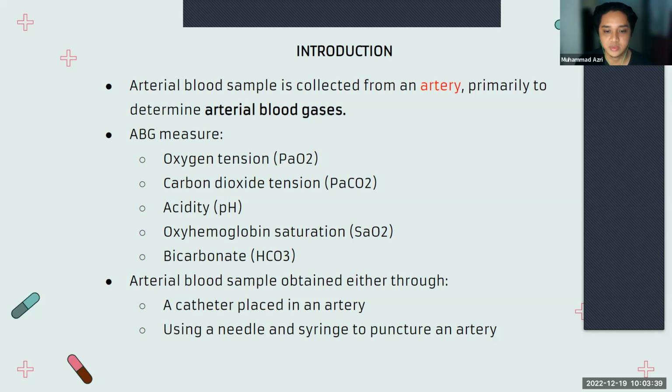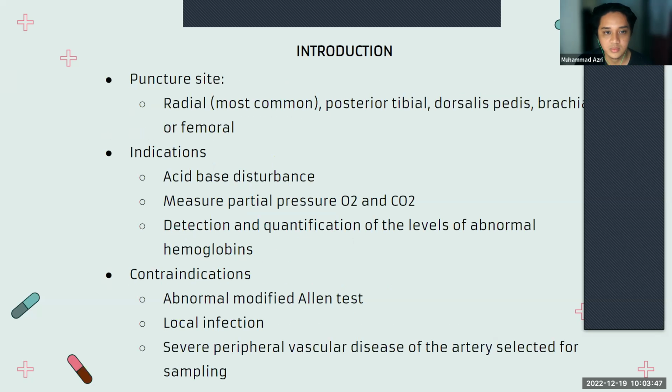An arterial blood sample is obtained either through a catheter placed in an artery or using a needle and syringe to puncture an artery. So the commonly used puncture site for the collection of arterial blood sample is the radial artery. If radial artery is not possible to be used, then an alternative include the posterior tibial, dorsalis pedis, brachial, and or the femoral artery.